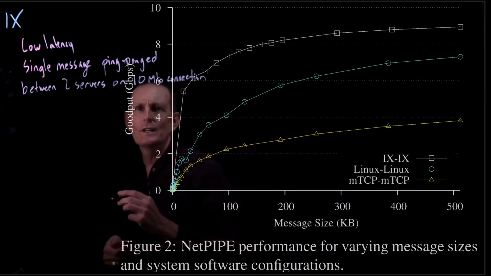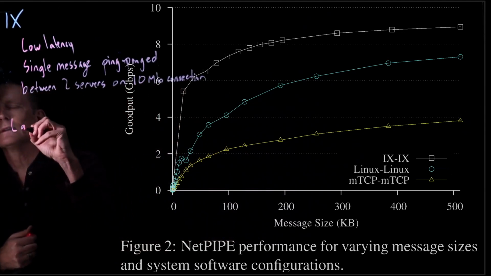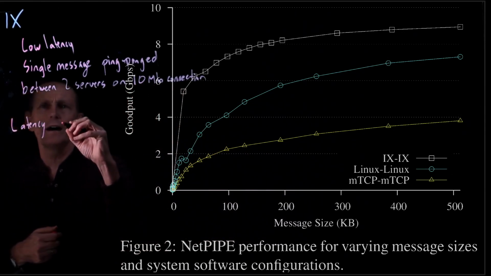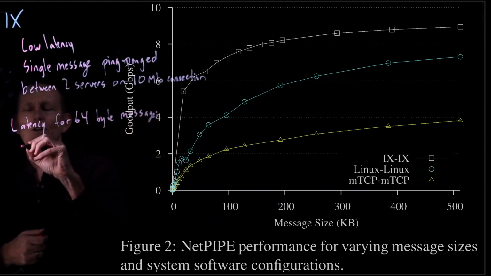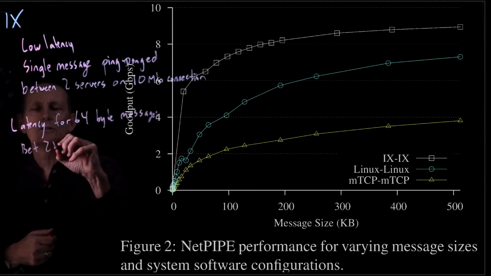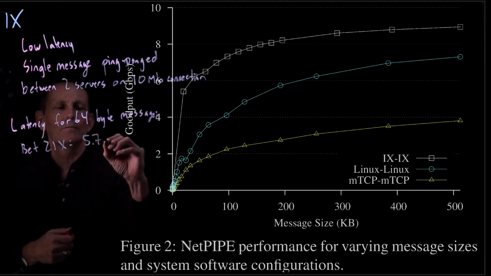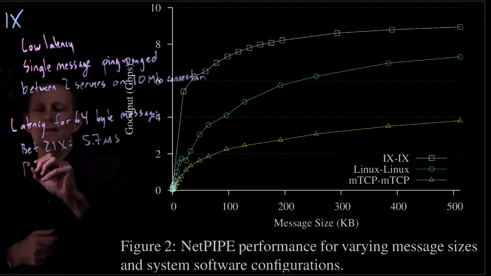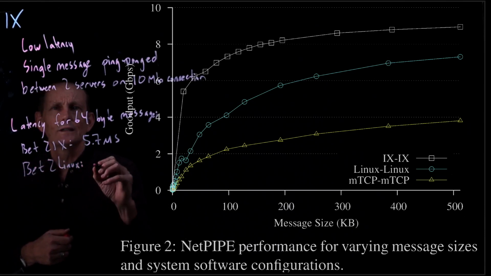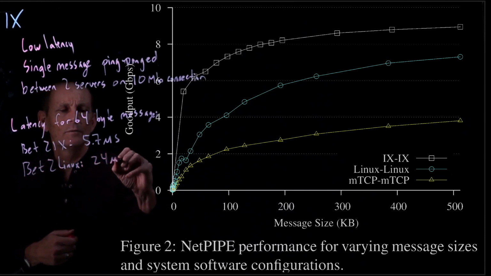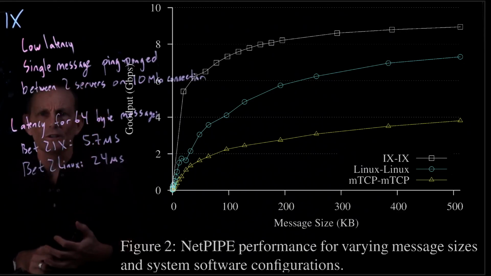So if we looked at the latency, which is not on this graph, for a 64-byte message between 2 IX servers it was 5.7 microseconds. And between 2 Linux it was 24 microseconds. Right, so almost a complete order of magnitude difference between them.